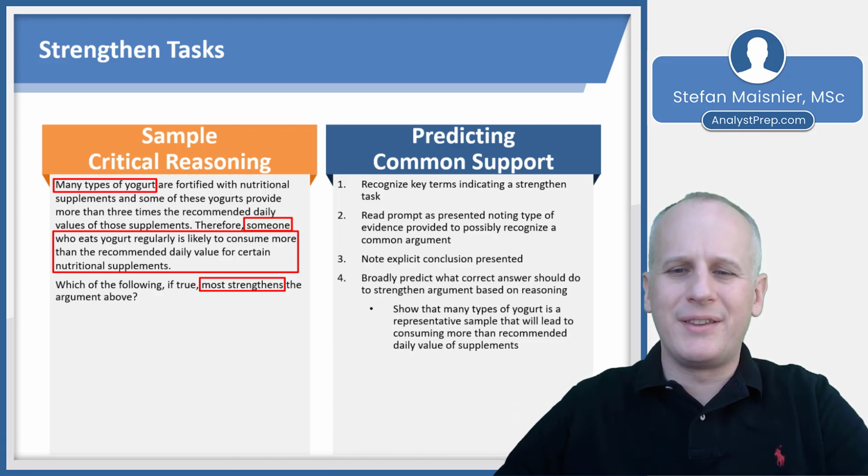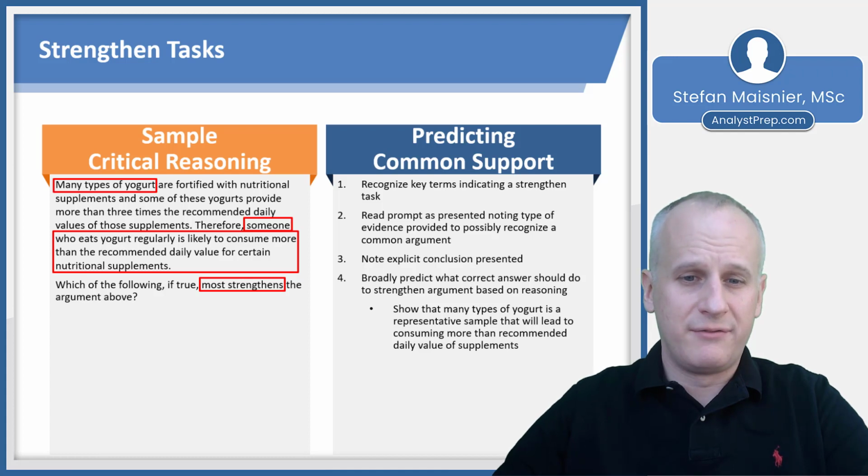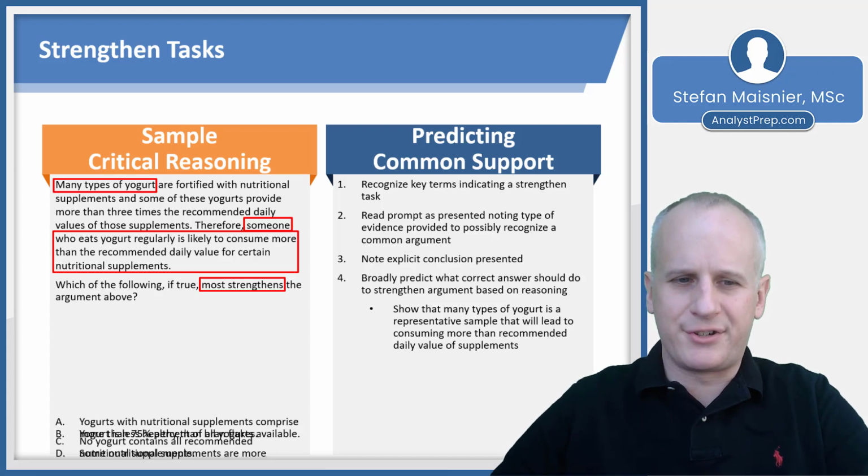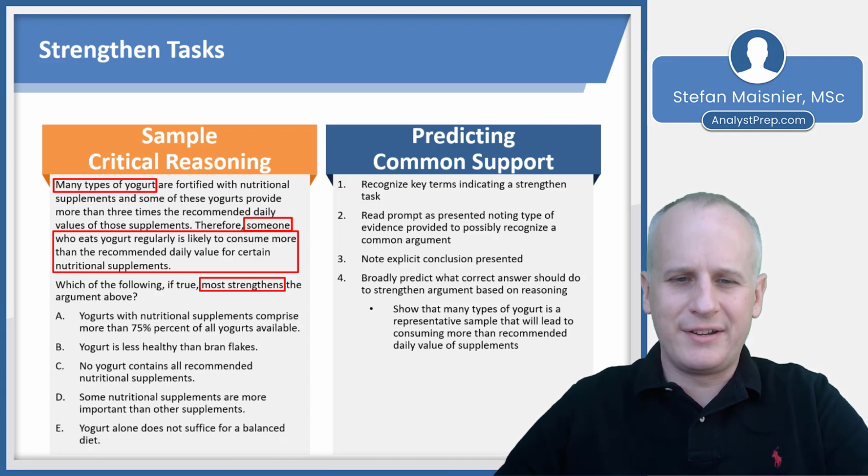Then you want to broadly predict what the correct answer should do to strengthen that argument based on the reasoning. And it could be something as simple as show that many types of yogurt is a representative sample that will lead to consuming more than the recommended daily value of supplements for someone who eats that yogurt regularly. So we've got our prediction and can now introduce our answer choices.